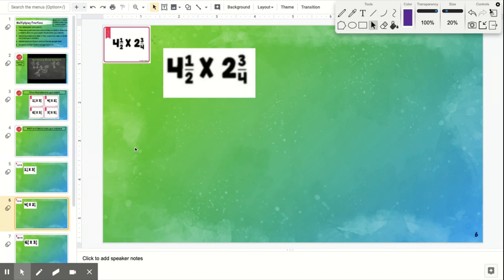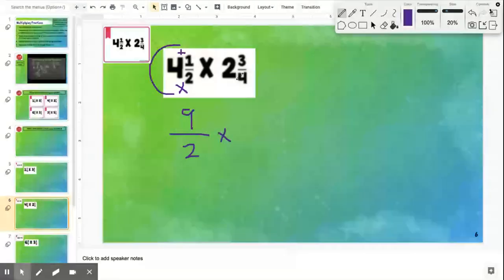So the first step is going to be the same. We don't want mixed numbers. We want improper fractions in order to be able to do top times top, bottom times bottom. So let's work on changing them to improper fractions first. If we make Texas mad, 4 times 2 is 8. 8 plus 1 is 9. So 9 is our numerator. 2 is our denominator because it stays the same.